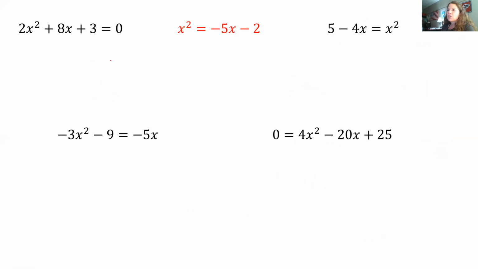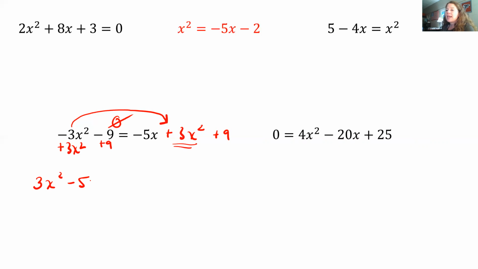You have to move your -5 to the other side. Or actually, what we can do is move over our x squared because we want to get rid of that minus sign. So we're going to add 3x squared to both sides, and we want to get rid of -9 by adding 9. Now it's still equal to 0. So now that I have a positive coefficient, I want to write it in ABC order. So 3x squared minus 5x plus 9 is equal to 0.